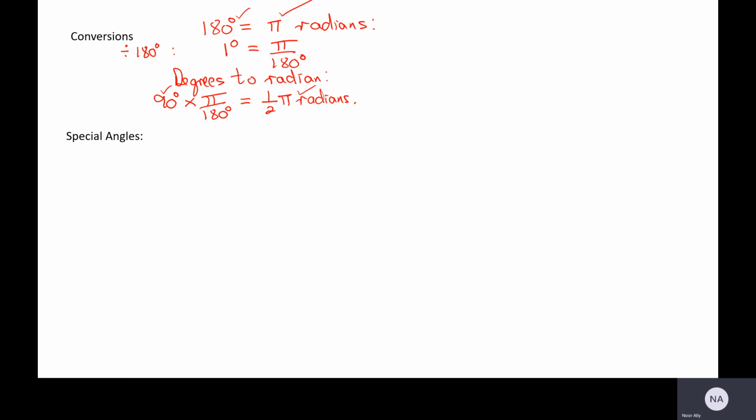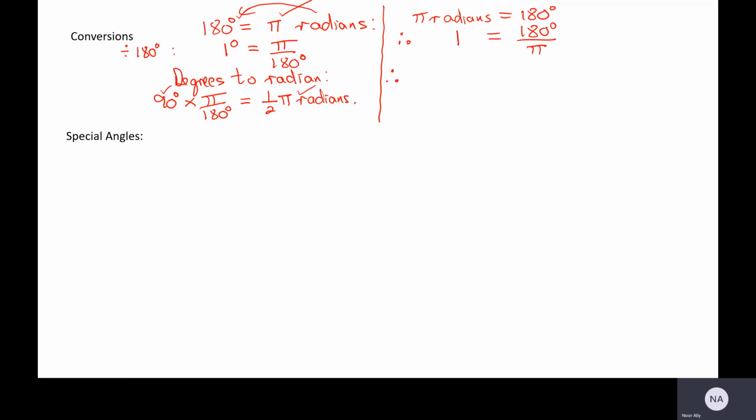What about radians to degrees? Well, let's just do the other case. Now I'm simply going to transpose and say pi radians is equal to 180 degrees. Therefore, 1 radian is equal to 180 degrees divided by pi. So it's just the inverse.